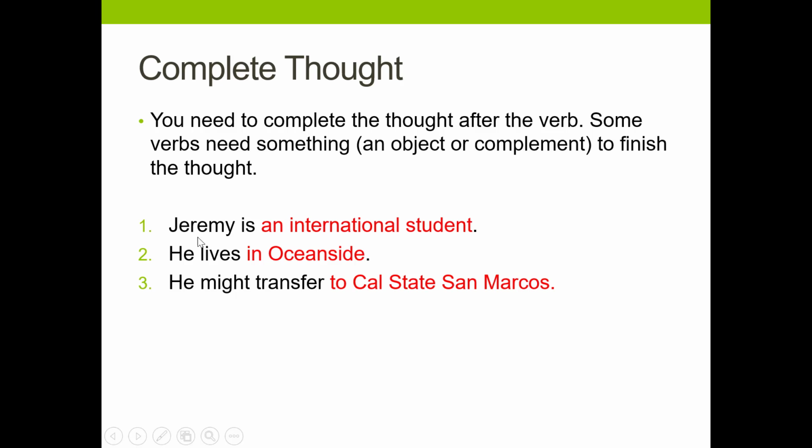For example, Jeremy is an international student. So what is he? An international student. So this is the complete thought. He lives in Oceanside. He is my subject. Verb, lives. In Oceanside is my complete thought. He might transfer to Cal State San Marcos. He is the subject. Might transfer is the verb. And then now I'm explaining where he might transfer. This is the complement.